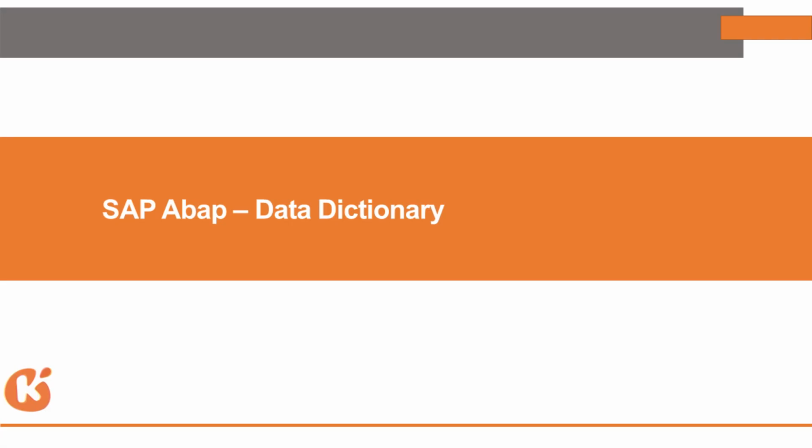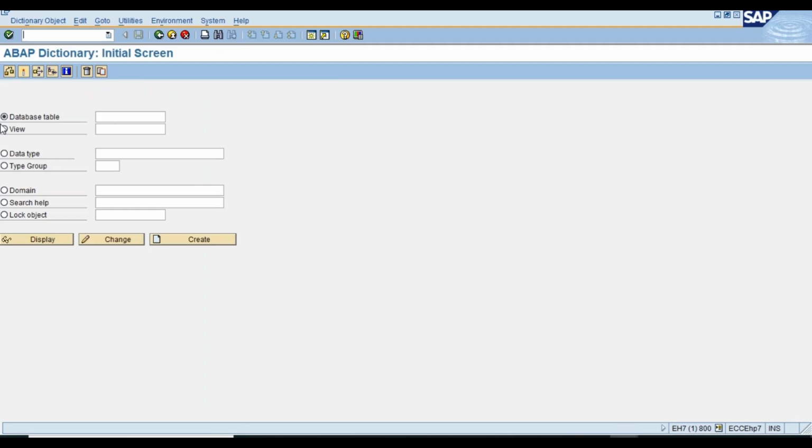Let's go to the data dictionary. The data dictionary T code is AC11. So AC11 is from where we can start our data dictionary. The data dictionary is our global repository from where we can access the table, view, data group, type group, domain, search help, and lock object. These all can be accessed from the data dictionary, and the T code is AC11.